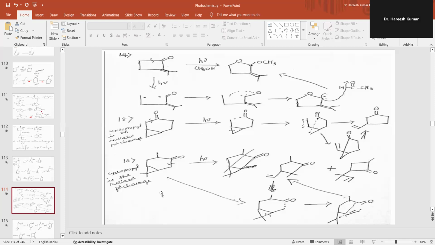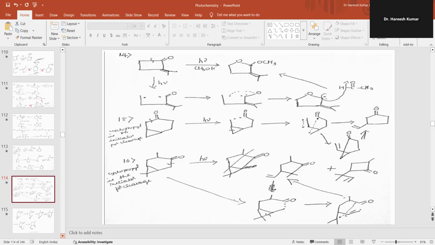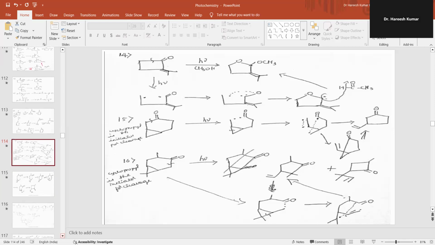So similarly, again, an unsymmetrical ketone I'm taking. So here this carbon will be the more substituted carbon, and here there will be a cleavage forming an alkyl radical and an acyl radical, and this carbon homolytic cleavage, and then cyclization forming a three-membered ring ketone with vinyl as the substituent. I will go to the next slide.